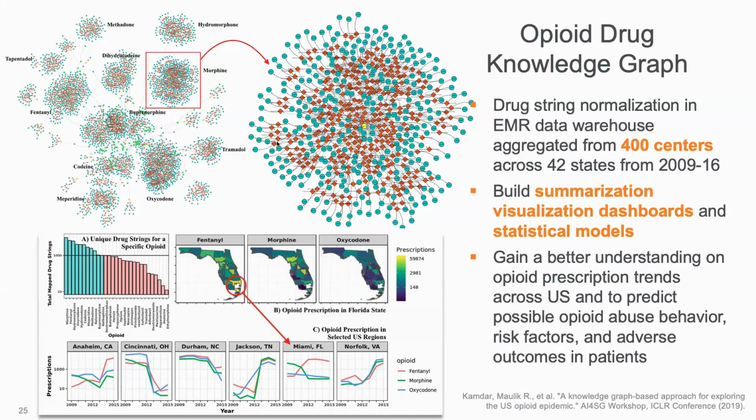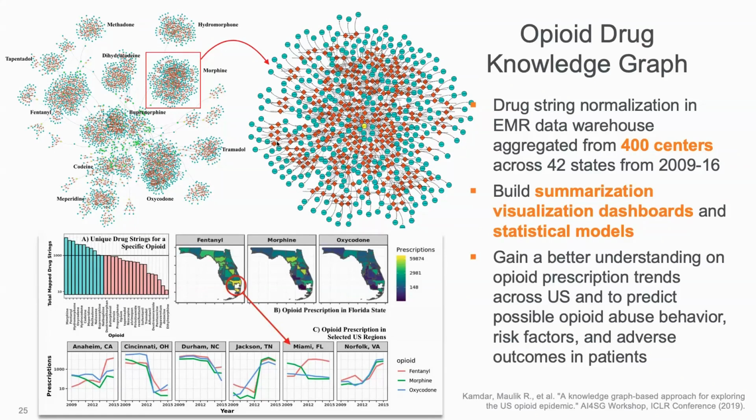And using this opioid drug knowledge graph, we developed a visualization dashboard where you can get an understanding of the opioid prescription trends in different states, as well as visualize down to the county level opioid prescription across different categories, across different time periods.